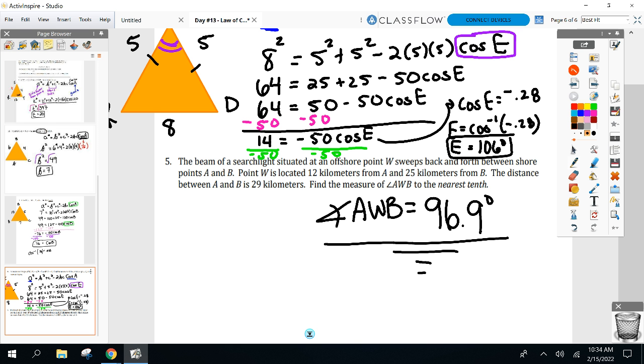Triangle. It's going to form a triangle. Looks like AWB.